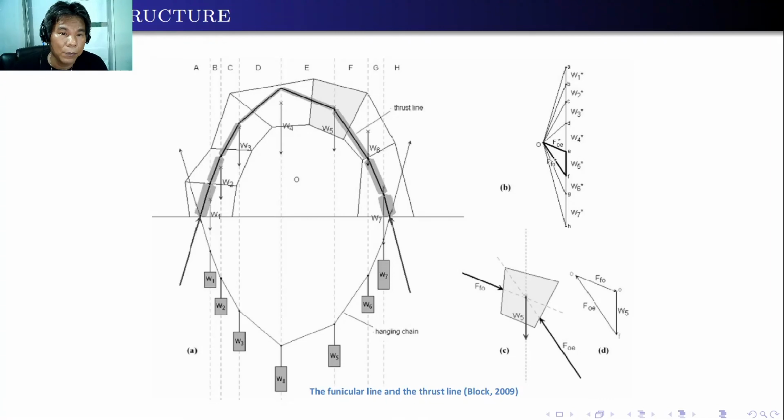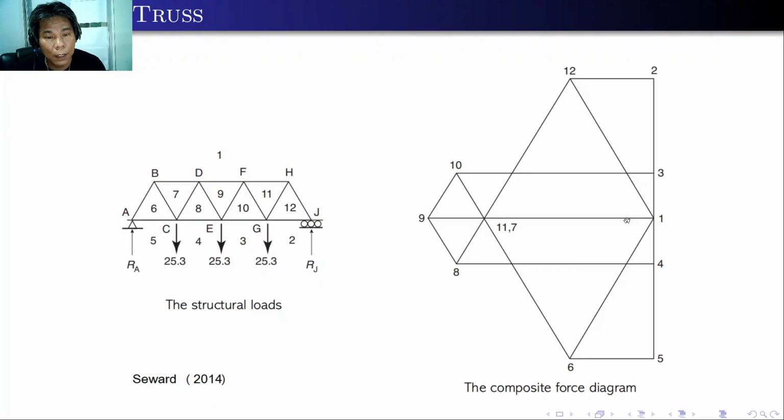Here are other examples. The classic example is the arc structure. For one element, we use a force polygon to complete the equilibrium of this element. But for the whole structure, this is the force diagram. And the portion of this one is for the element. Another example, a Warren truss. As you can see, if the Warren is loaded at the bottom chord, this is the composite force diagram of it. You can try by yourself.